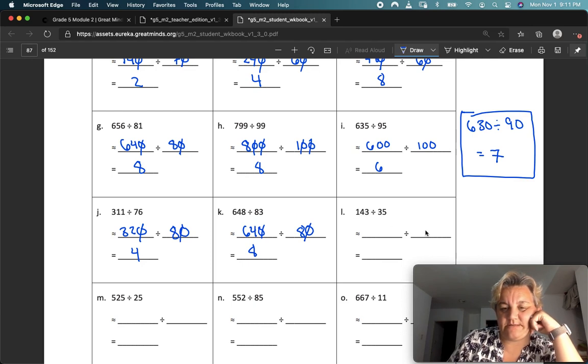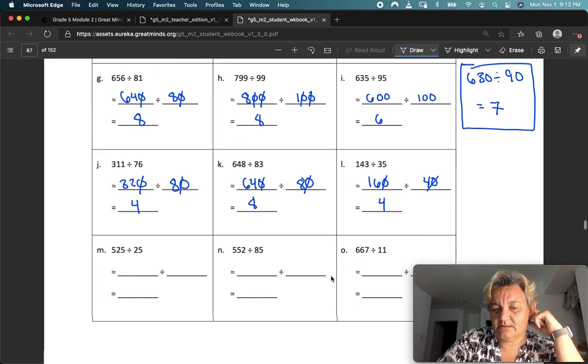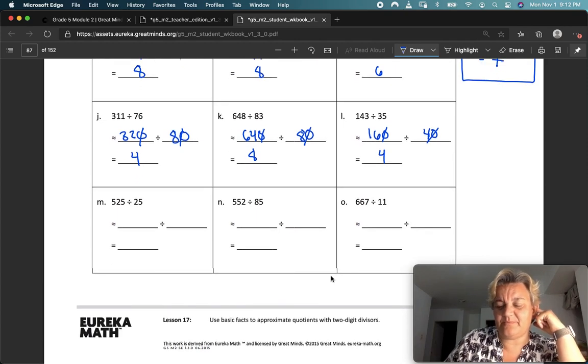What can I do here? I could take this up to 40. But 40 doesn't go into 140 very well. 150, maybe 160. It would go into 160, but that's a big stretch. Let's try it. Okay. We're estimating here, so if some of you come up with some different answers, that's okay with me.